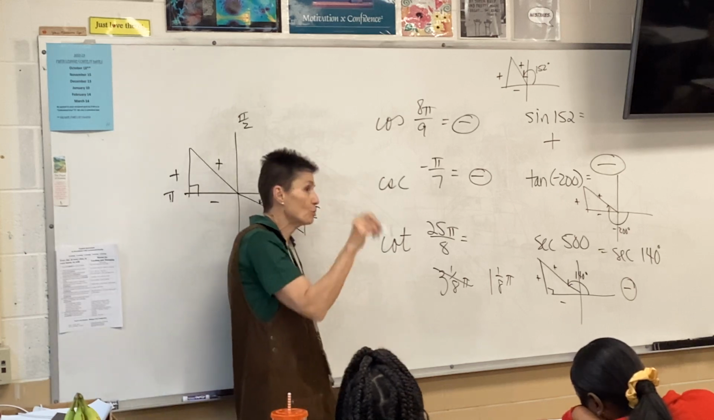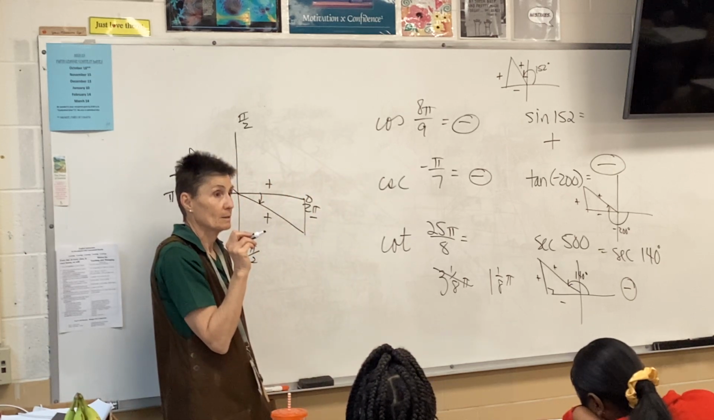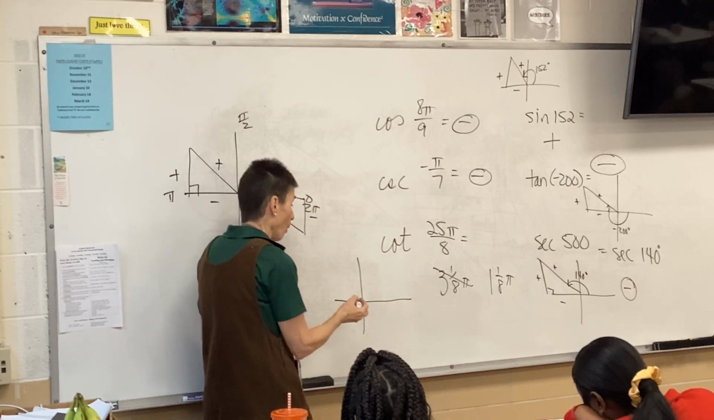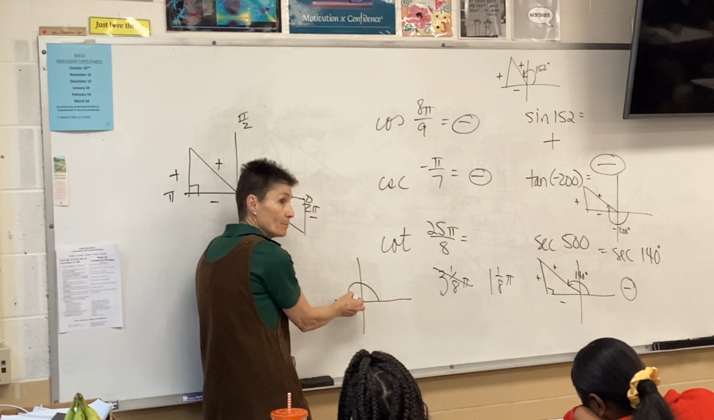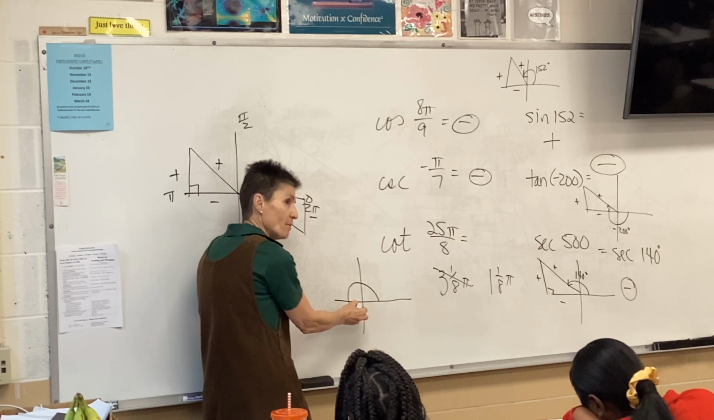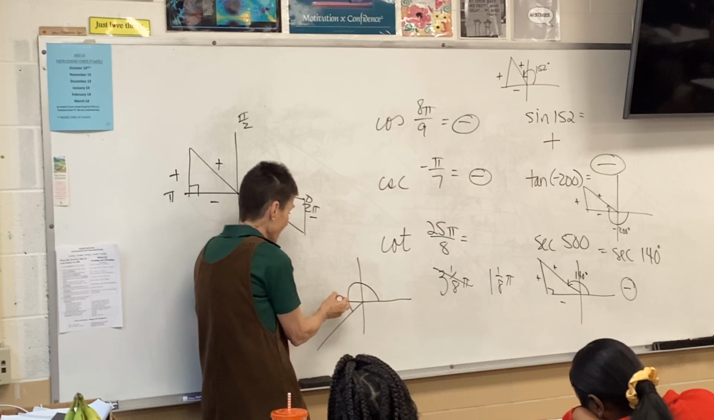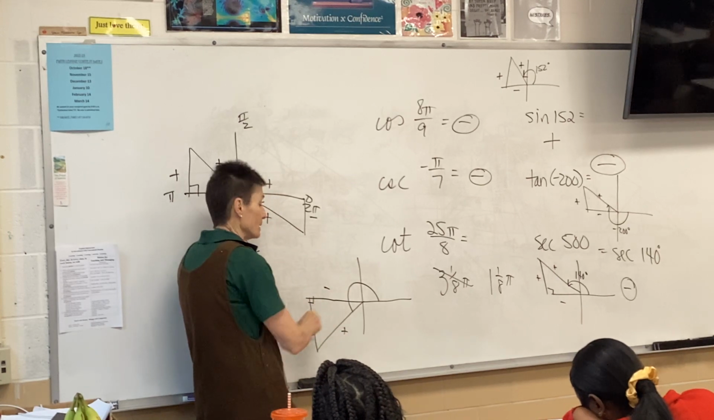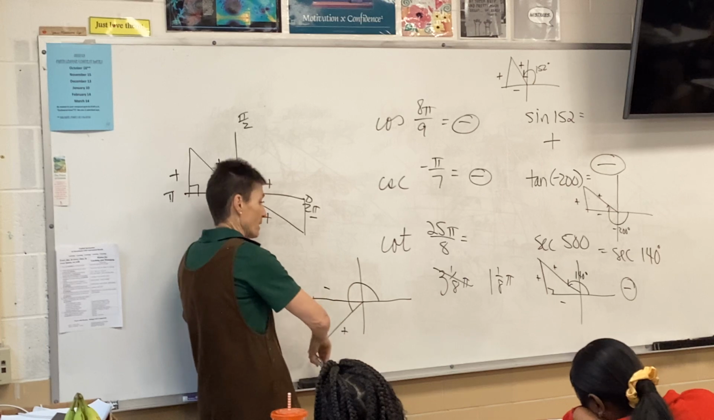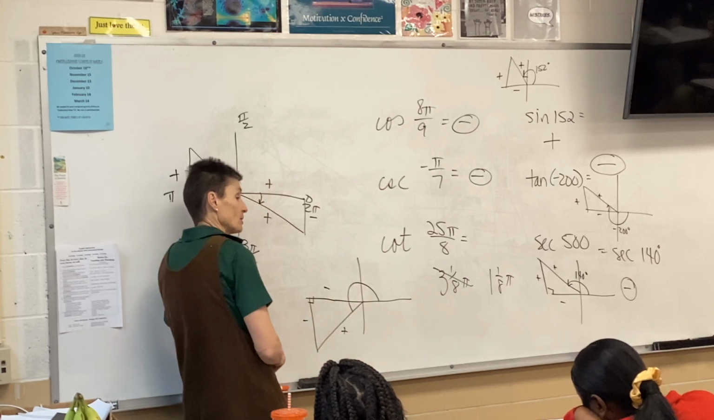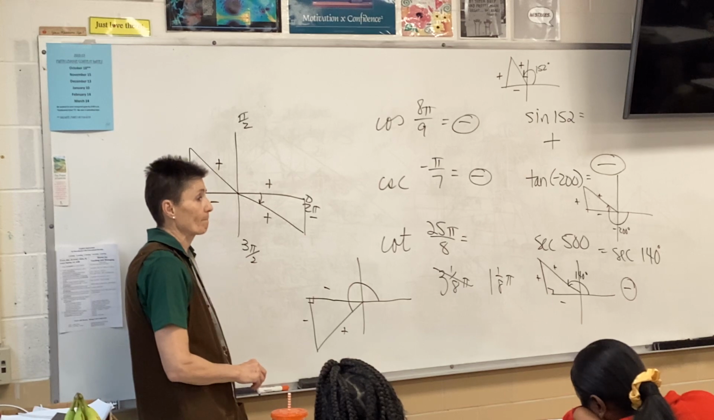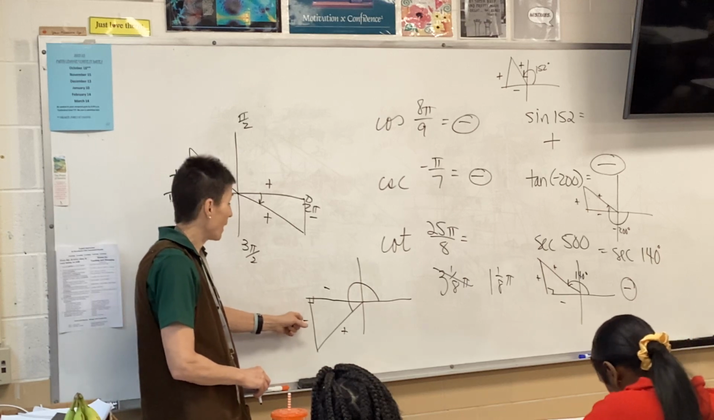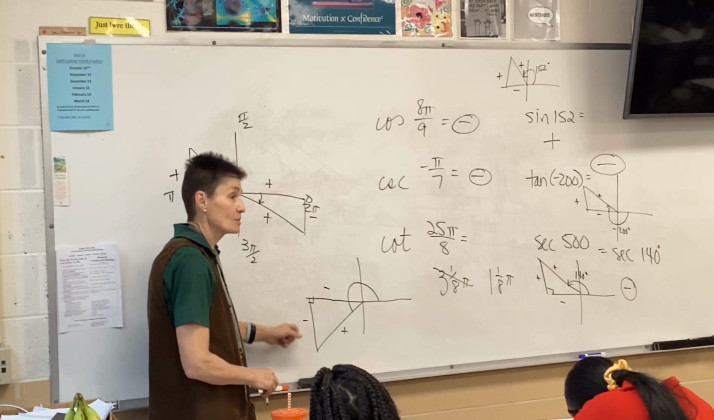Because the extra 2 pi is just a spin, right? Where would 1 1/8 be? 1 whole pi is here. And then wouldn't an eighth be just a little bit beyond that? So here's my angle. This is a quadrant 3 angle. Negative, negative, always positive. Cotangent. Tell me about the cotangent. Reciprocal of tangent. So opposite and adjacent are involved. So that's going to be positive.